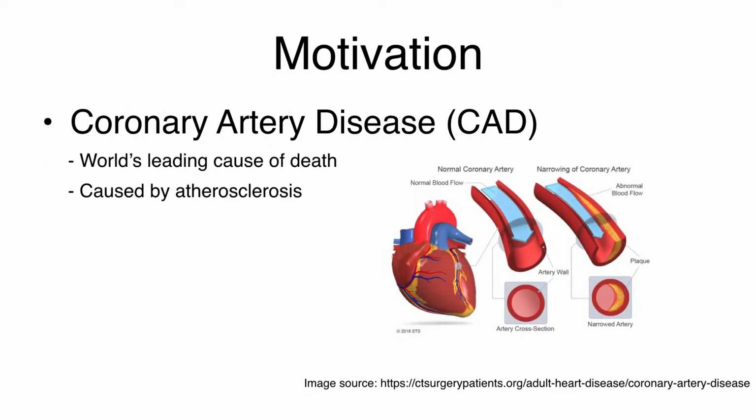Overall, the motivation of using first pass perfusion is to detect coronary artery disease, which is the leading cause of death in the world. It is basically caused by atherosclerosis, which is a kind of lipid accumulation inside coronary arteries. It negatively affects the blood flow, so the heart muscle gets less blood, which affects its health.